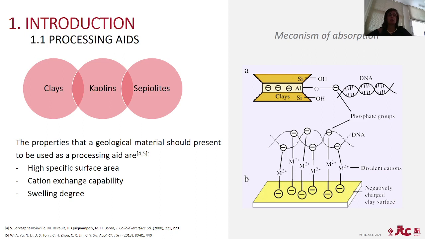Fining and blanching is a process in which an adsorbent substance is introduced in a liquid with the aim of removing proteins and organic colloids that could precipitate or cloud the liquid when it is settled. Due to the small size of these proteins and colloids, they cannot be eliminated using a conventional filtration process. So, the properties that a geological material should present to be used as a processing aid are high specific surface area, cation exchange capability, and swelling degree.